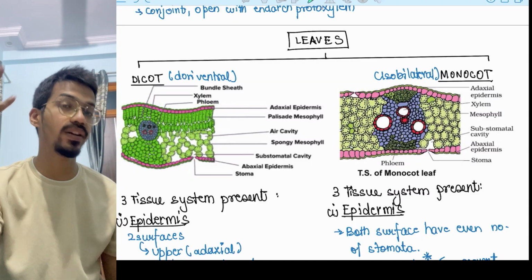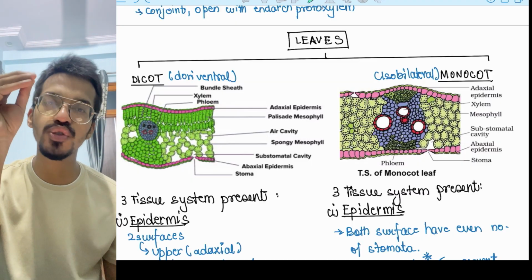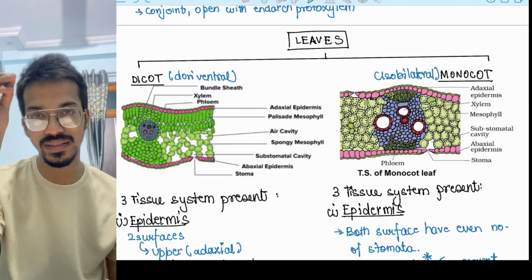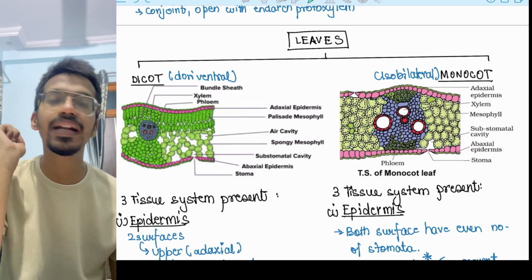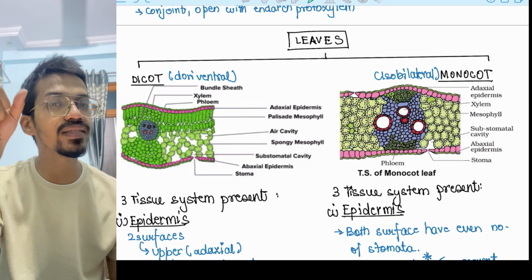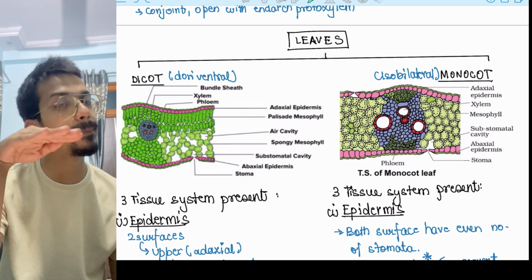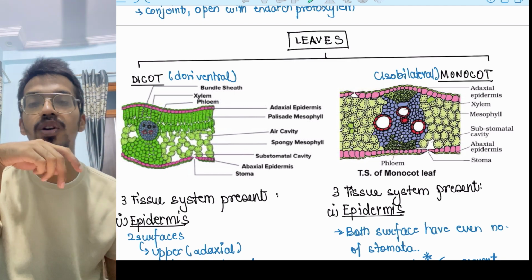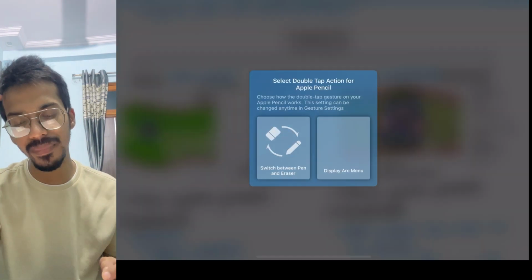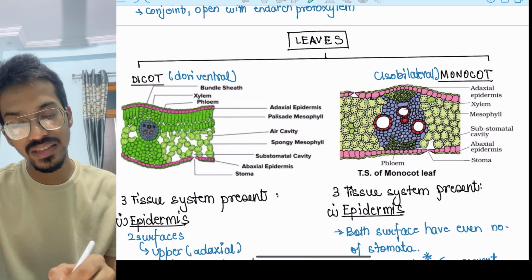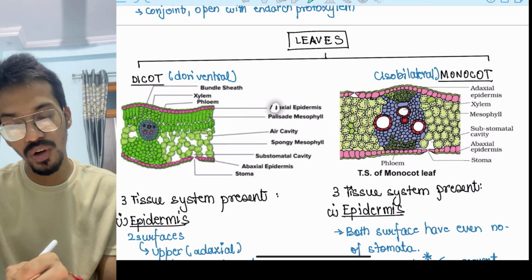Now with respect to that, we call the surfaces not just dorsal and ventral in the case of plant leaves, we call them adaxial and abaxial. So adaxial is that surface which is dorsal or the upper surface. So the ventral surface will be called abaxial. How will you remember that? Adaxial, D is coming here, D for dorso, D for dicot.